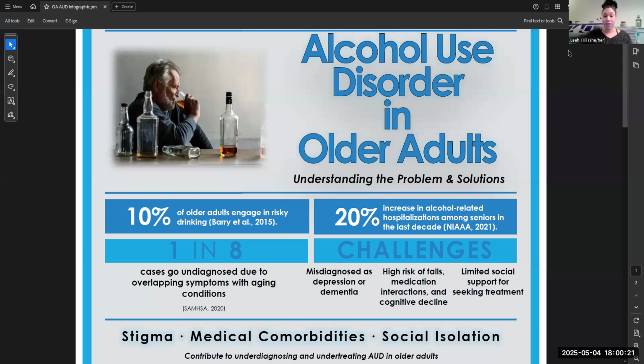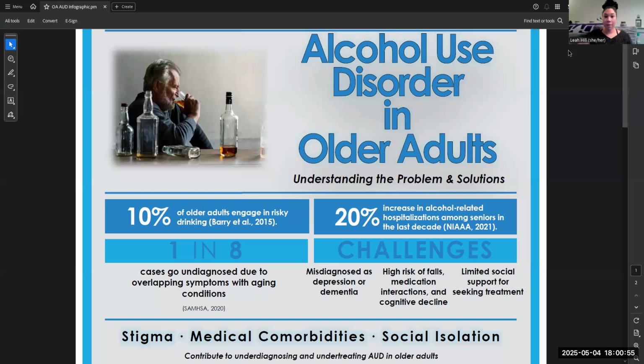Some of the challenges that we see in diagnosing alcohol use disorder in the older population are misdiagnosing the symptoms as either depression or dementia because of the overlap of those symptoms. We see a high risk of falls, of medication interactions, and cognitive decline. And I think most especially, a challenge is the limitations in social support for seeking treatment.